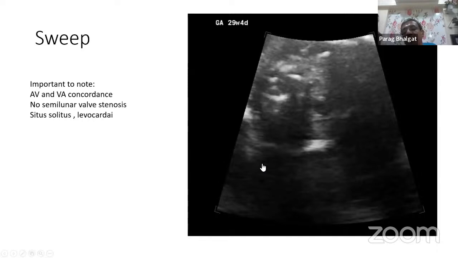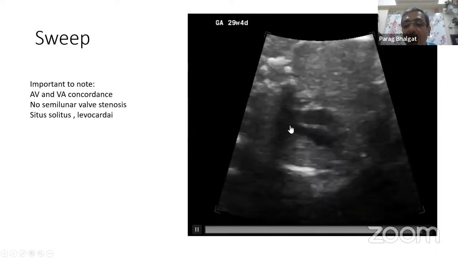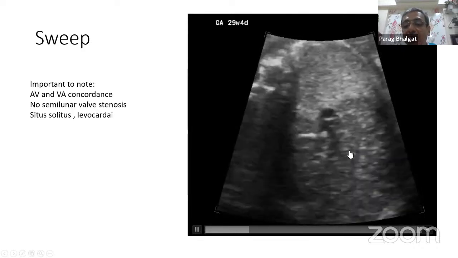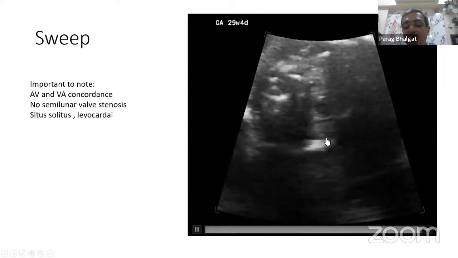The LV is giving rise to the aorta, the RV is giving rise to the PA, and they are crossing. You can appreciate the crossing here and here. The aorta comes like this, and the PA comes like this. So they are crossing each other. This is important because when we deal with DORV and D-TGA, we need to understand this relation.